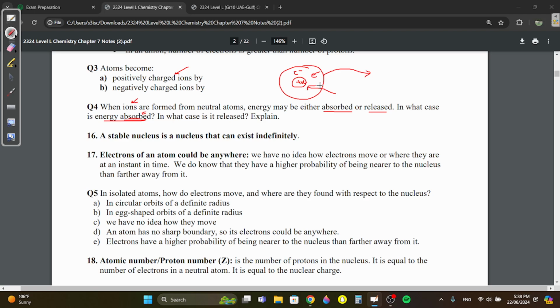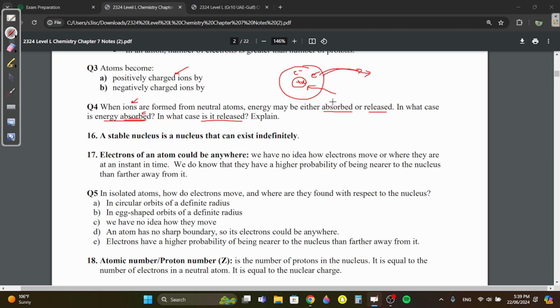And obviously we know since it's negative and positive, it's going to be naturally attracted to the nucleus. So we don't really have to put in a force. But since it's being attracted to the nucleus, if I want to pull it out, I need to put in a resistance force, resisting the electric attraction between the positive and negative. So when do we have to absorb energy? When you want to make a positive ion, when a positive ion is formed. In what case is it released?